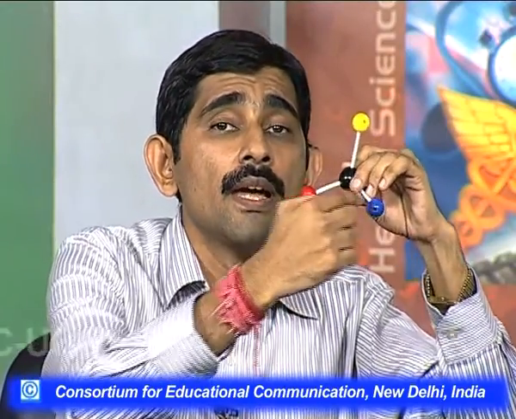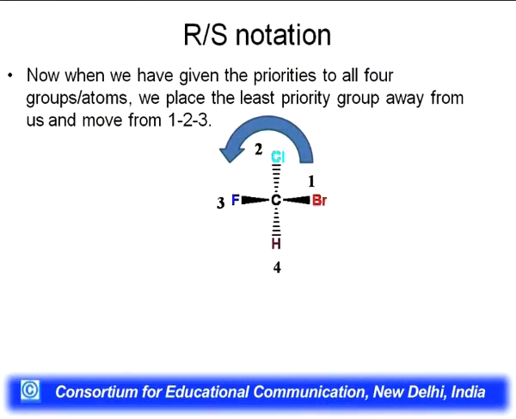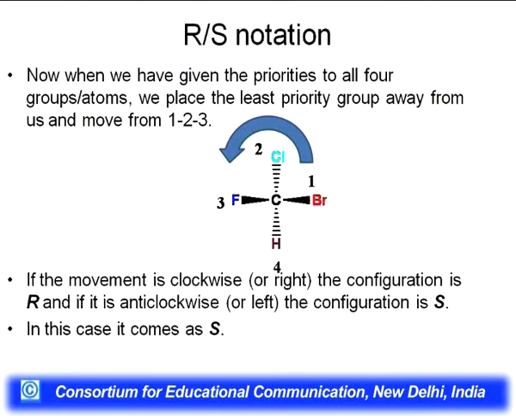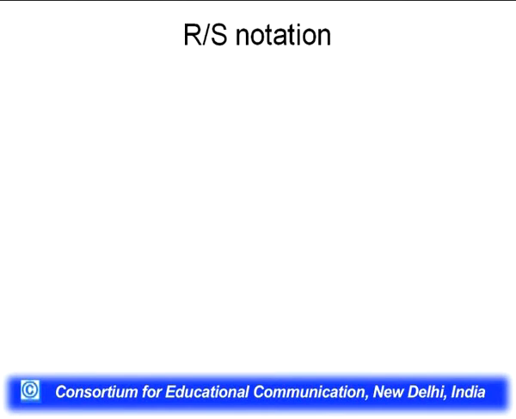So, 1, 2, 3. If that 1, 2, 3 movement, like in this case, goes into the slide, when we see on the slide, we would see that when we move from 1 to 2 to 3, there is an anti-clockwise movement. The anti-clockwise movement, or we are moving towards the left hand side. When we are moving left hand side, then the configuration is said to be S, and if you draw its enantiomer and move on the right hand side, you would have the configuration as R.